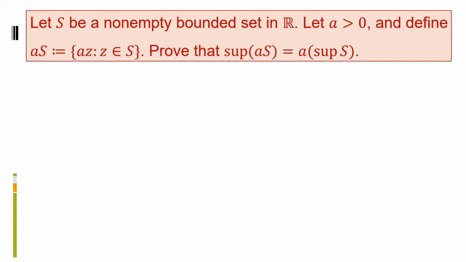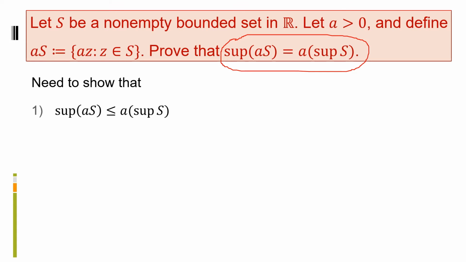Since ang ating pinuprove dito ay equality, therefore we need to show yung magkabilaan niya. That is, the supremum of AS is less than or equal to A times the supremum of S, and A times the supremum of S is less than or equal to the supremum of AS. Pag na-prove natin na true itong dalawang to, then we say that the supremum of AS is indeed equal to A times the supremum of S.